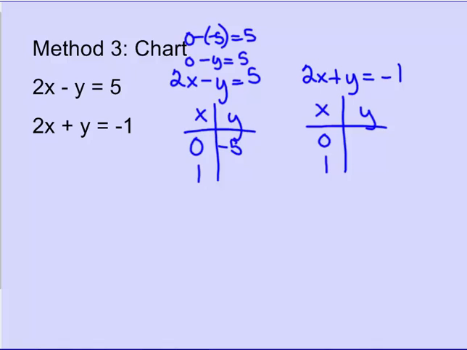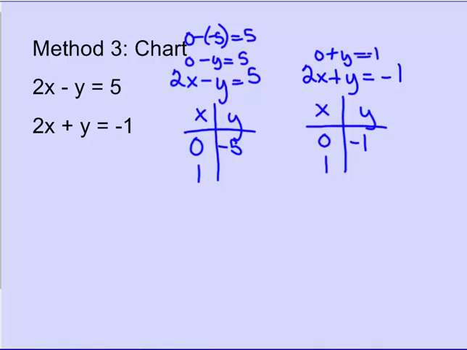Okay, putting 0 into the second equation, 2 times 0, that's 0. 0 plus what y would equal negative 1? Well, it must be negative 1. So they are not the same value. They don't have the same y-intercept, 0, negative 5, and 0, negative 1. So I did not find a simultaneous solution.